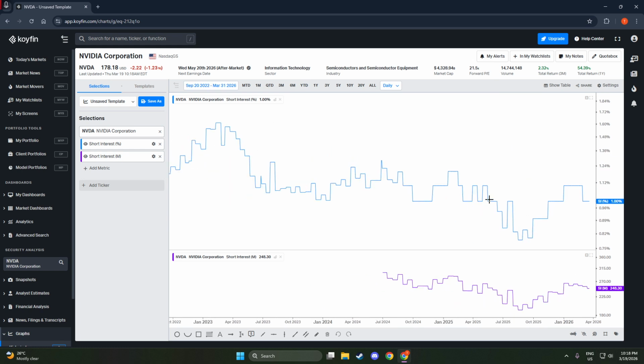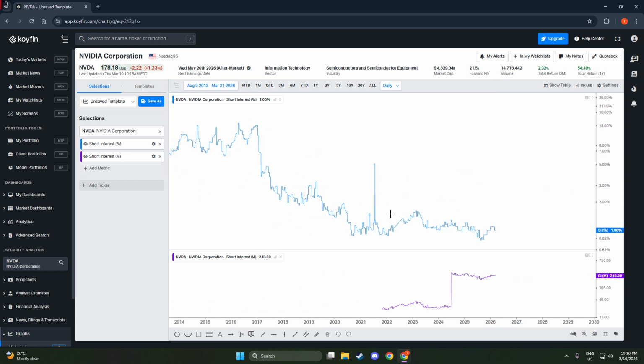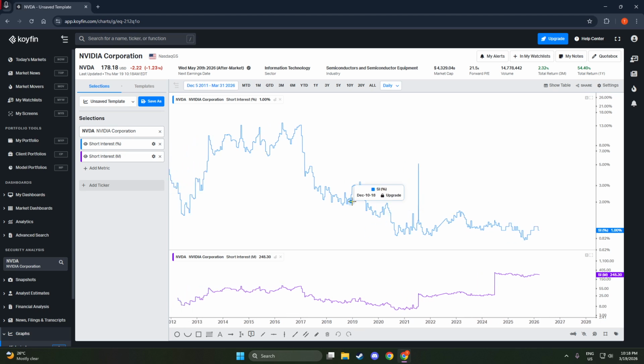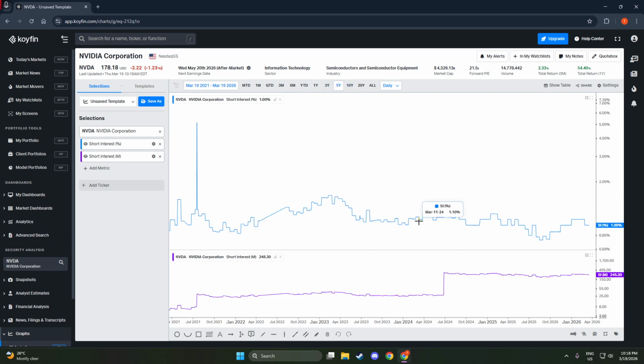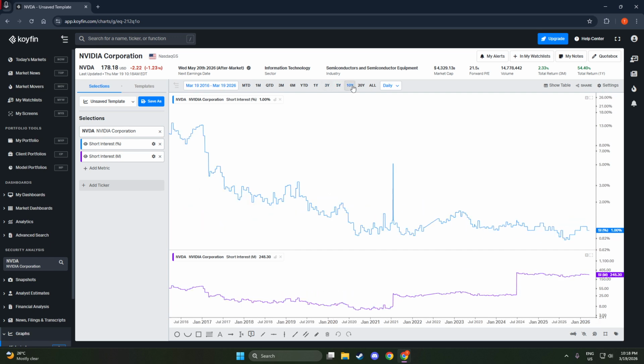A rapid increase can signal growing bearish positioning, while a sharp decline can mean shorts are covering. Consider the broader context as you read the line. Large jumps around earnings, news events, or sector moves can offer clues about what's driving sentiment.